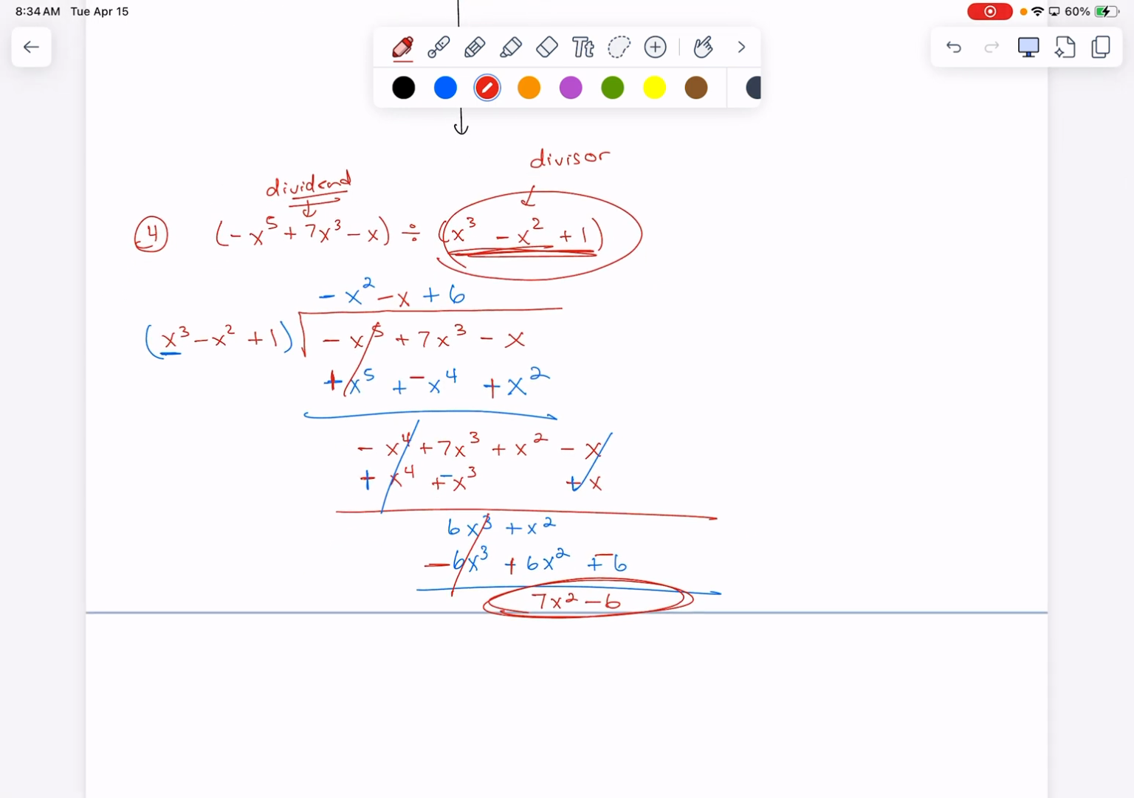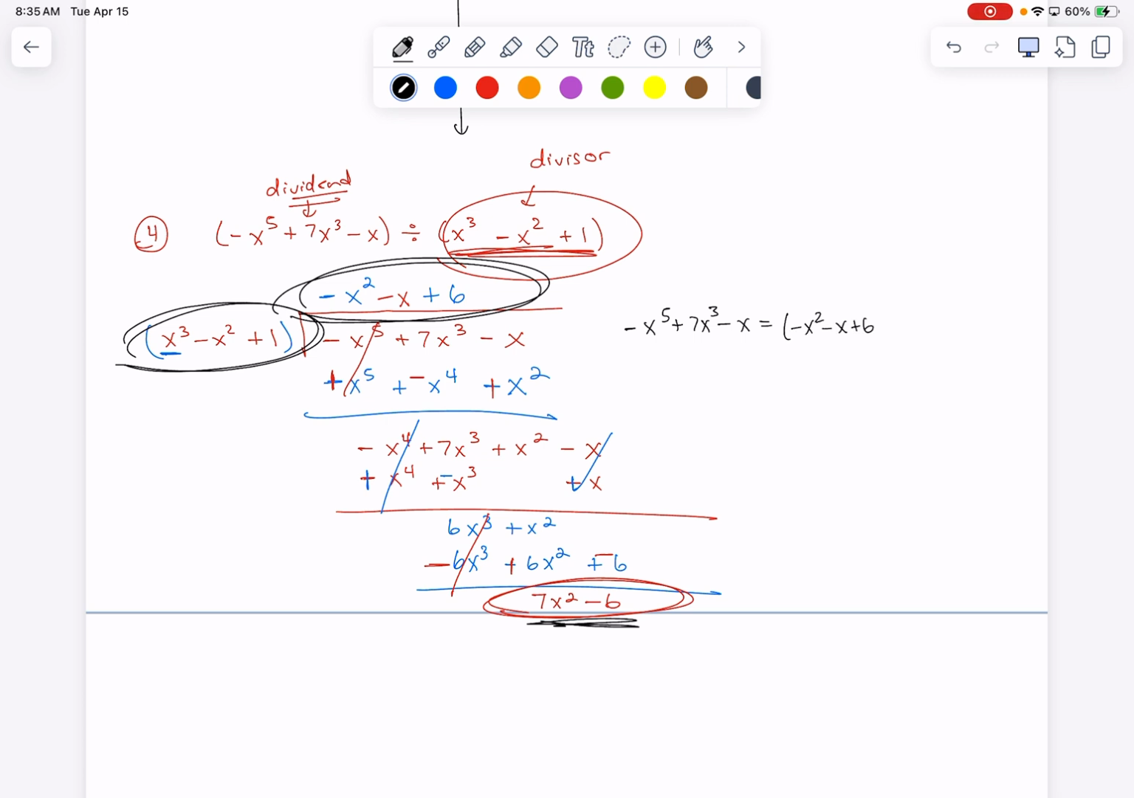So here's how you write the answer. You write the dividend, negative x to the fifth plus 7x cubed minus x, which has to equal the divisor times the quotient. You got to be able to multiply these two and then add in the remainder and get back to that. So you're going to have the quotient, which is negative x squared minus x plus 6, times the divisor, which is x cubed minus x squared plus 1, plus the remainder.